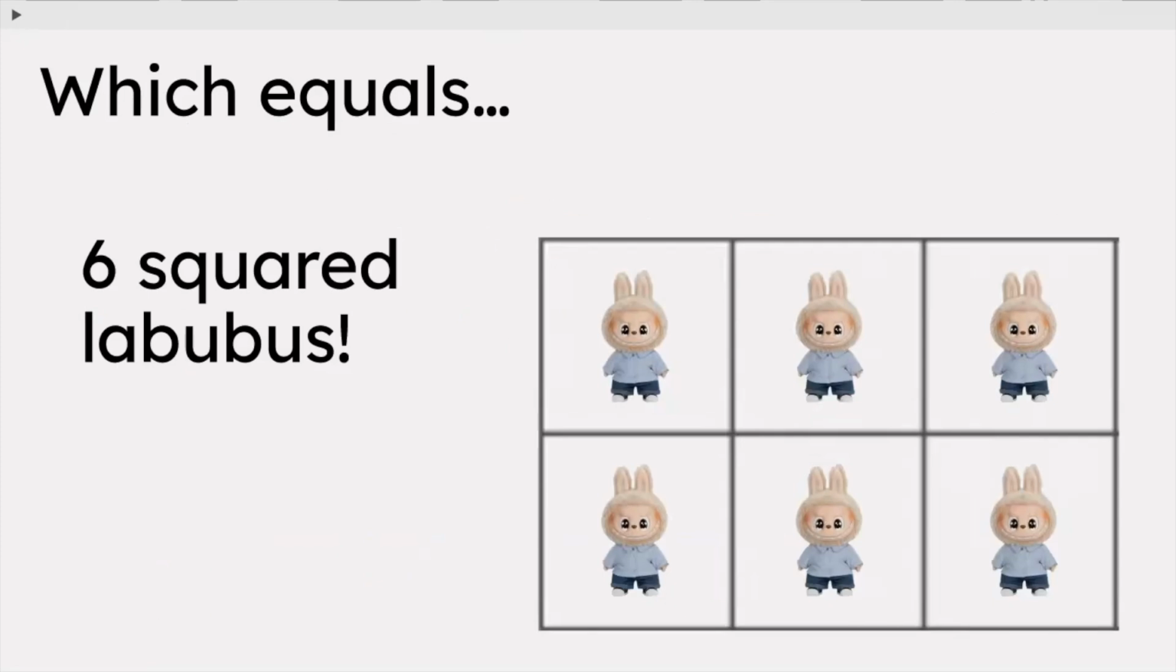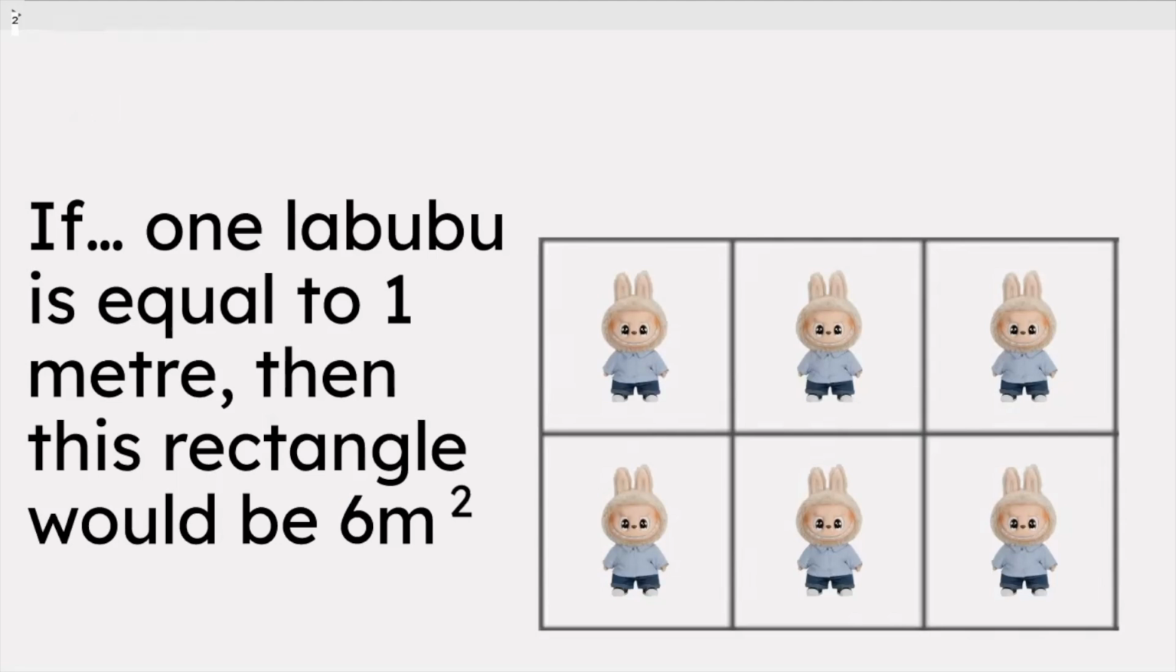Now, I want you to have a think about the formula, which is width times length. Now, if 1 square equals 1 centimeter, I want you to think about what the answer would be if 1 square was actually 1 meter. If 1 Labubu is equal to 1 meter, then this rectangle would be 6 squared meters.